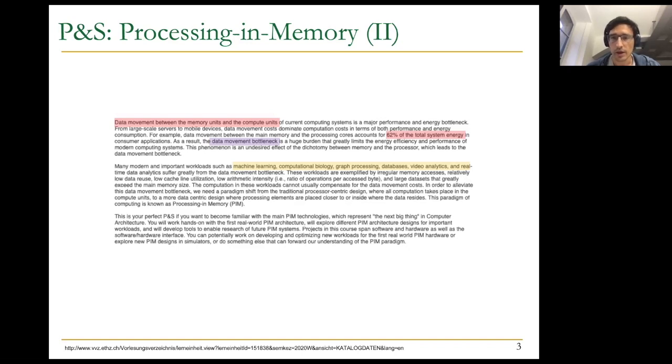Well, we may pay more energy, and we may assume the performance degradation that is produced by this data movement bottleneck. Or we can propose a different paradigm, a paradigm shift. And this is what we call processing in memory. Essentially, processing in memory means placing the processing elements closer to the data, closer to the memory. This might be next to the memory or near the memory, or might be actually inside the memory array itself.